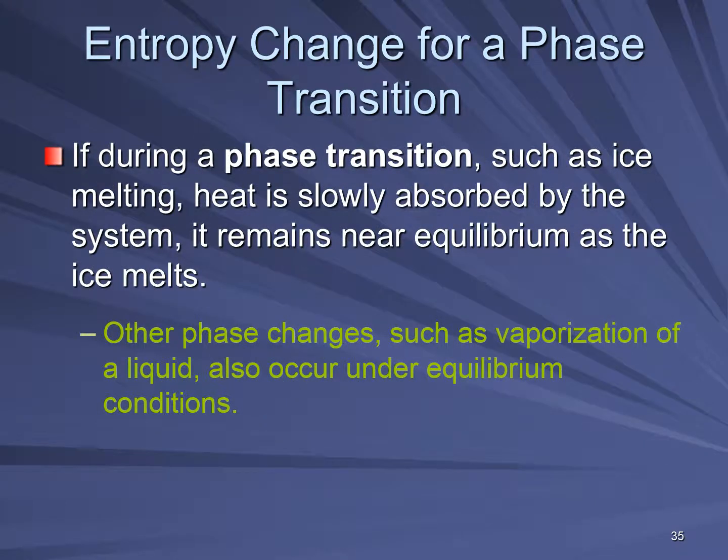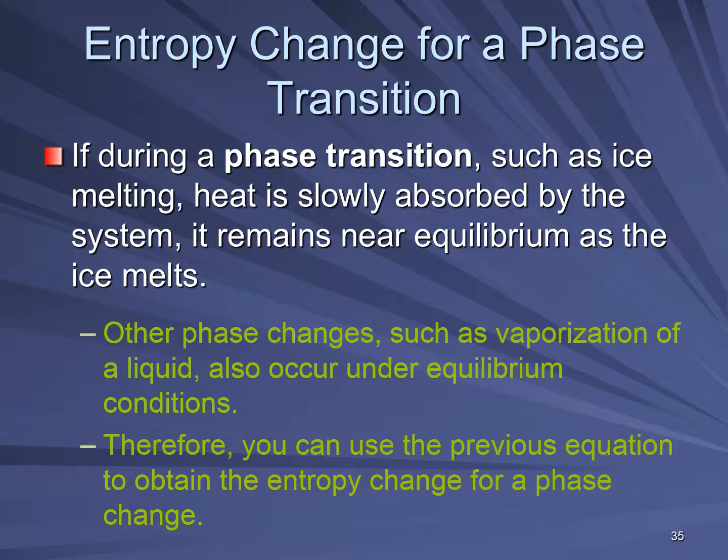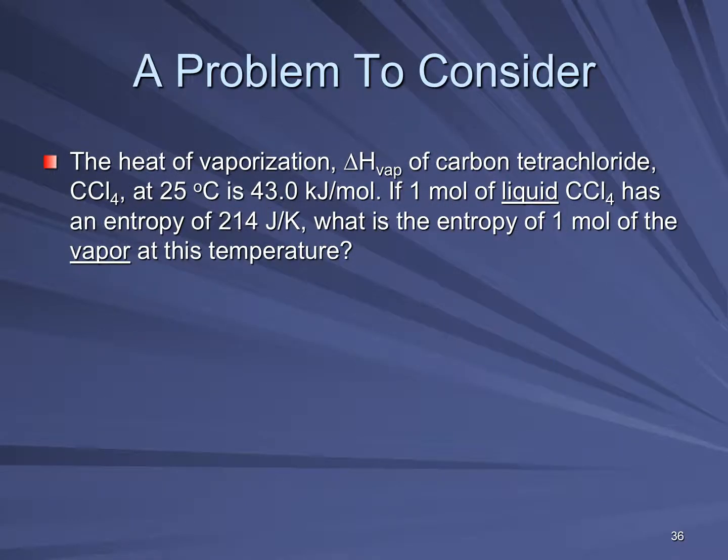This can happen in any phase change, such as ice melting. It could also occur in the vaporization of a liquid, or in other equilibrium conditions, but basically phase changes are the main ones. So we can use that previous equation to find the entropy change for a phase change, which we'll do in just a second. So let's look at an example.